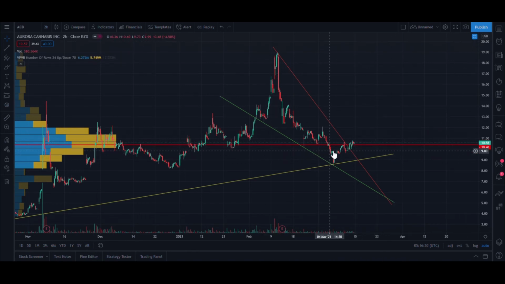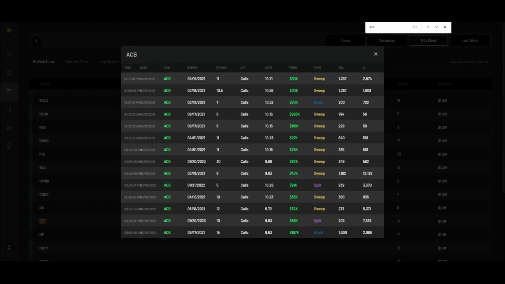And then I noticed that these calls came in on Friday. Actually, lots of calls came in on Friday. So we'll see what happens next week with ACB. But overall, it's looking like a kind of bullish trend, and it'll be interesting to see what happens.